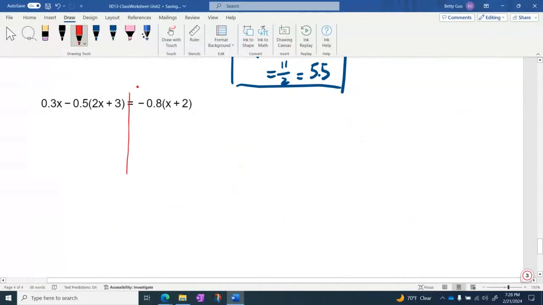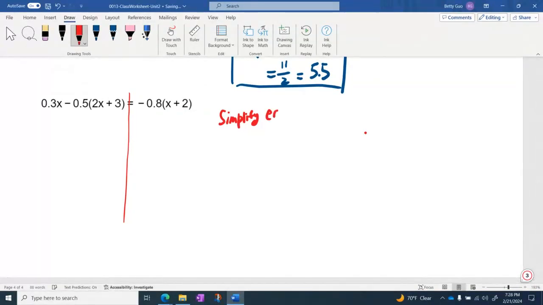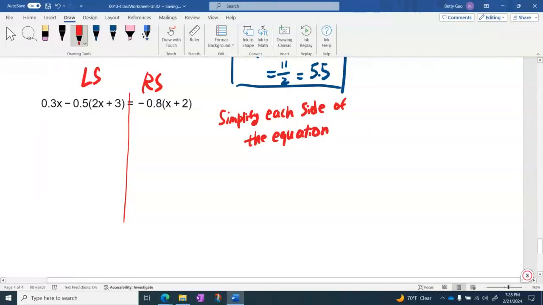Draw the line in the middle. I would simplify each side first. Okay, simplify. When the structure of the equation is not very clear, like the terms are not separate but the equation has groups, you must remove the parentheses and simplify each side of the equation. This is the left side, this is the right side. Since both sides look complicated, we should simplify each side first.